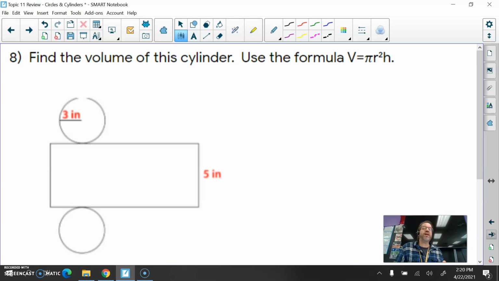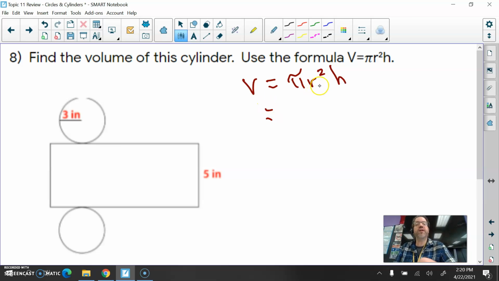Now, number 8, we're looking at exactly the same cylinder. The base has a radius of 3 inches. The height of the cylinder is 5 inches. We're looking at the net here. Remember, we call this a net when it's laid out in 2 dimensions like this. So to find the volume, we use the formula pi r squared times h. Much, much easier formula to use because it's so short. Let's fill in what we know.